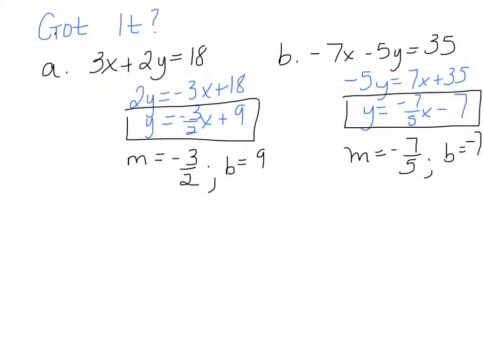Okay, so we have the first equation. I got y equals negative 3/2 x plus 9. And my slope is negative 3/2 and my y-intercept is 9. You can either write the word slope or just write m equals. And then for the second one, I have m equals negative 7/5 and b equals negative 7. Now another thing I want to let you know, you can also write your y-intercept as (0, 9) and (0, negative 7). Just don't write y equals 9 and y equals negative 7, because that's a horizontal and vertical line.